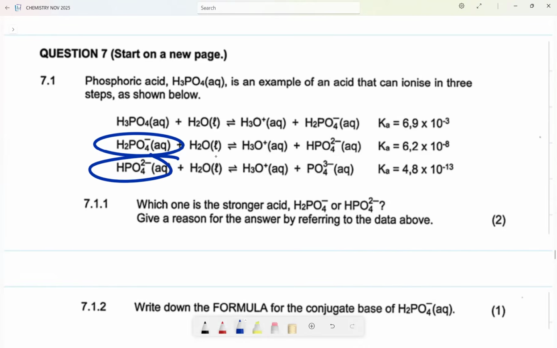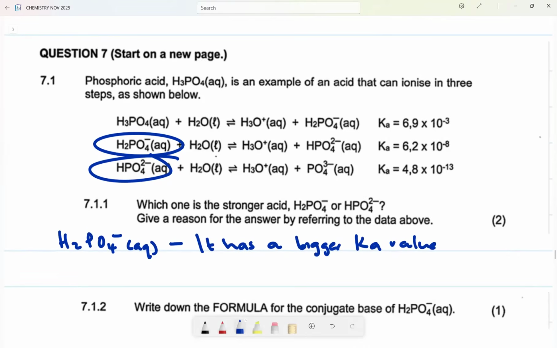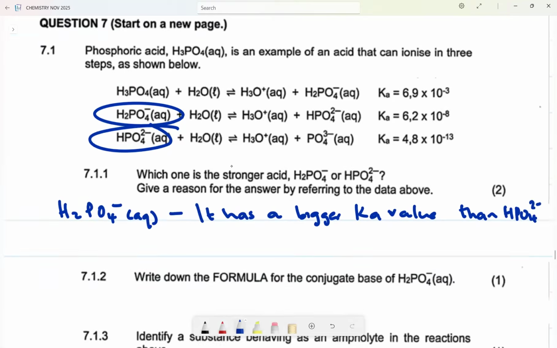So now the answer is very beautifully easy, and they say referring to the data table. So we see that this one is the strongest one because it has a higher Ka value. You're going to say it is H2PO4 minus in aqueous. Minus is very important. It has a bigger Ka value than HPO4 2 minus. Well, that can be accepted.